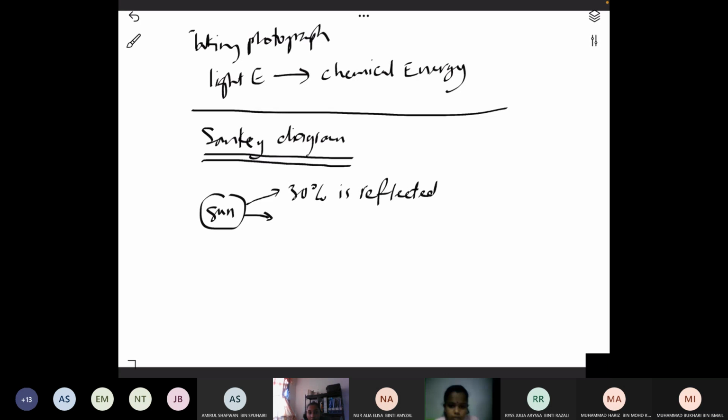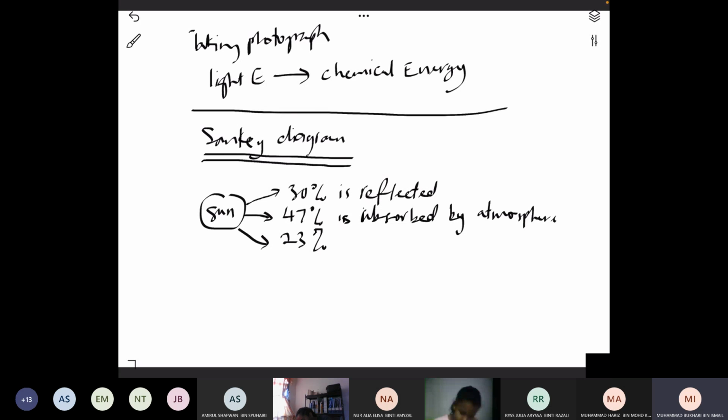Okay, and then 47% is absorbed by the atmosphere. Okay, 47% is absorbed by the atmosphere. And then 20% is used for water circulation.